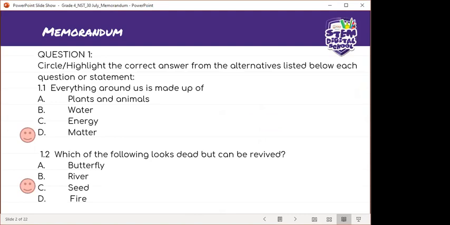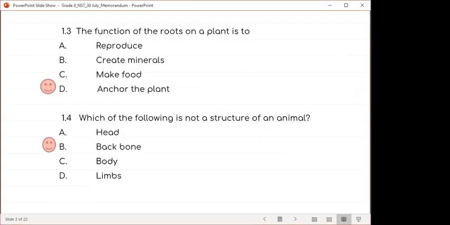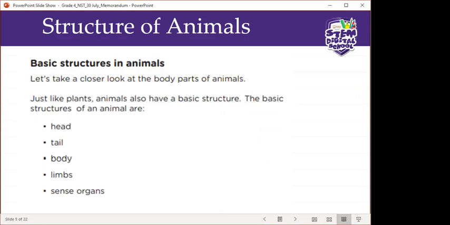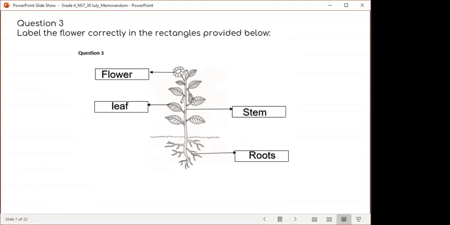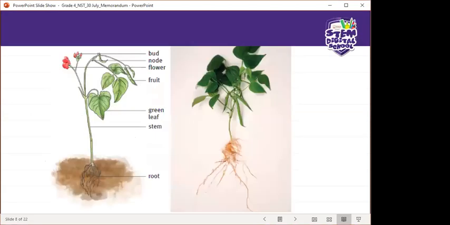So yesterday we started off with our memorandum, right? And we covered question 1, which was the multiple choice. I believe all of us have the answers to question 1. It was out of 5. Then I gave you a bit of explanation with regards to the structure of animals. Then we did question 2, which was filling in the missing words. We had to choose words from this box and place them in the respective sentences, which was also 5 marks. And question 3, we had to label the plants. And I also gave you an explanation here.